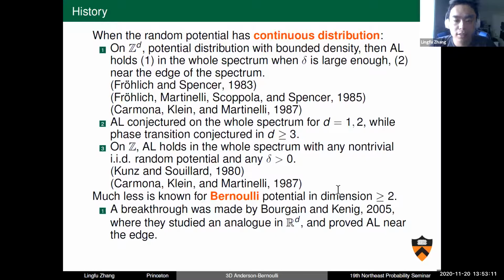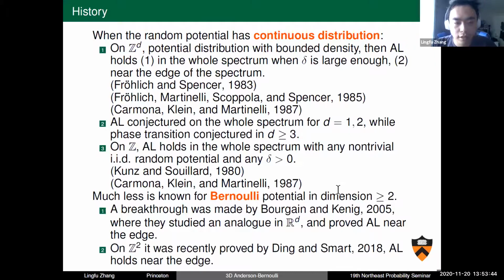But what's happening there is that they are not studying the original model on the lattice. They studied an analog model on continuous space, so that at each integer location, around it you have a bump function, and with probability 1/2 you have it, and with probability 1/2 you don't, i.i.d. So that's just an analog of this in continuous space. They faced some difficulties doing that directly on the discrete lattice Z^d. It was more recent, 13 years since then, on the 2D lattice, that Ding and Smart proved that Anderson localization holds near the edge for the Bernoulli potential case. And our result verifies this Anderson localization near the edge for the 3D case.